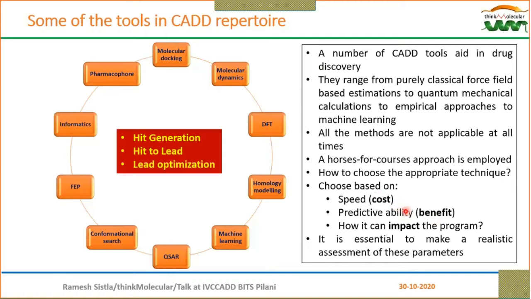Now, this cost-benefit needs to go hand-in-hand with the other vertex of the triangle, which is what is actually impactful to our program. It is very, very important to stay in the impact circle of the program. Make sure that what you are doing is actually impactful. So, a very reasonable assessment of these three factors before you do any particular modeling study helps you become a more exact responder in your program, right?